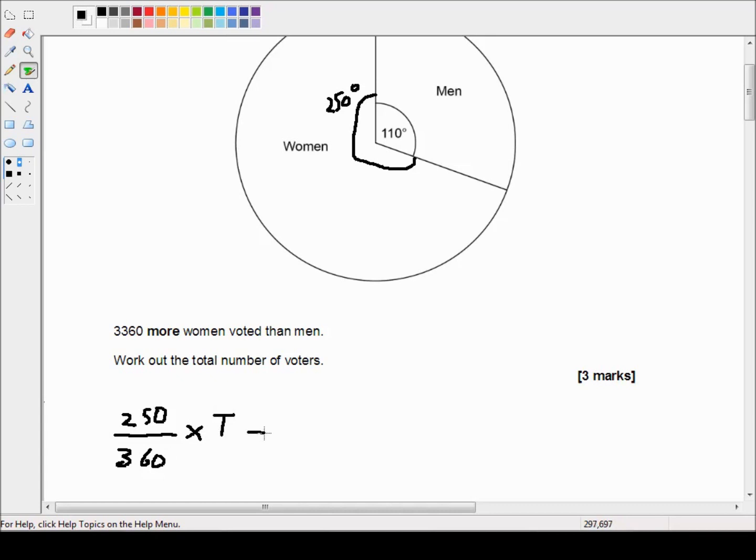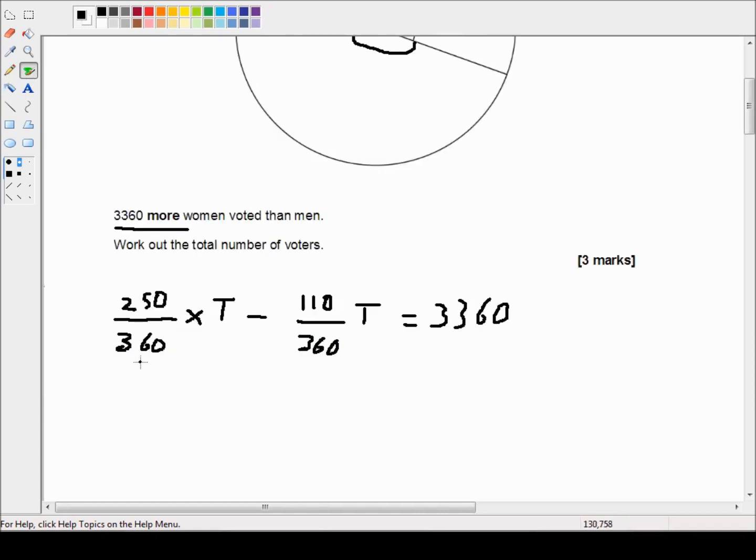And if we subtract that from the smaller number of men voters, which is 110 out of 360 times the total number of voters, then we know that that's equal to 3,360, because we're told there's 3,360 more women voted than men. So the number of women voters minus the number of men voters is equal to 3,360. So now we've got our equation. All we have to do is try and simplify this.